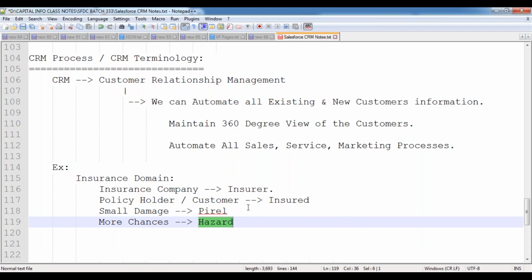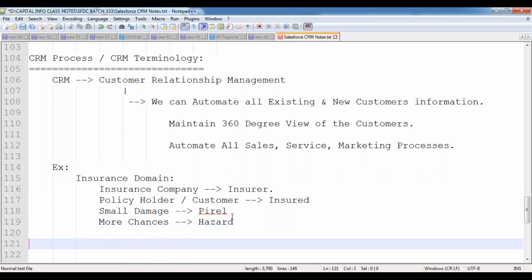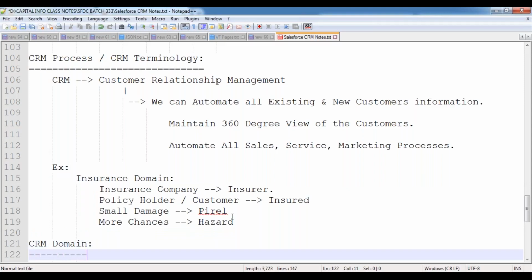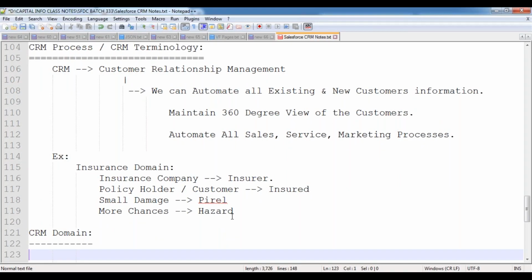Like that, we use various terminologies as part of the insurance domain, like insurer, insured, peril, hazard. Some domain-specific terminologies are available as part of insurance. In a similar way, whenever we use the CRM domain, we have some specific processes and some specific terminologies available over here. We have to use different terminology. Banking has its own terminology, insurance has its own terminology, and CRM has its own terminology.